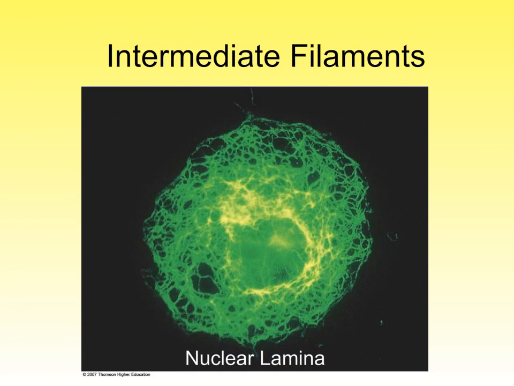Intermediate filaments are stained with green fluorescent dye in this micrograph. In addition to defining the shape of the nucleus, they also anchor the chromosomes to the nuclear envelope.